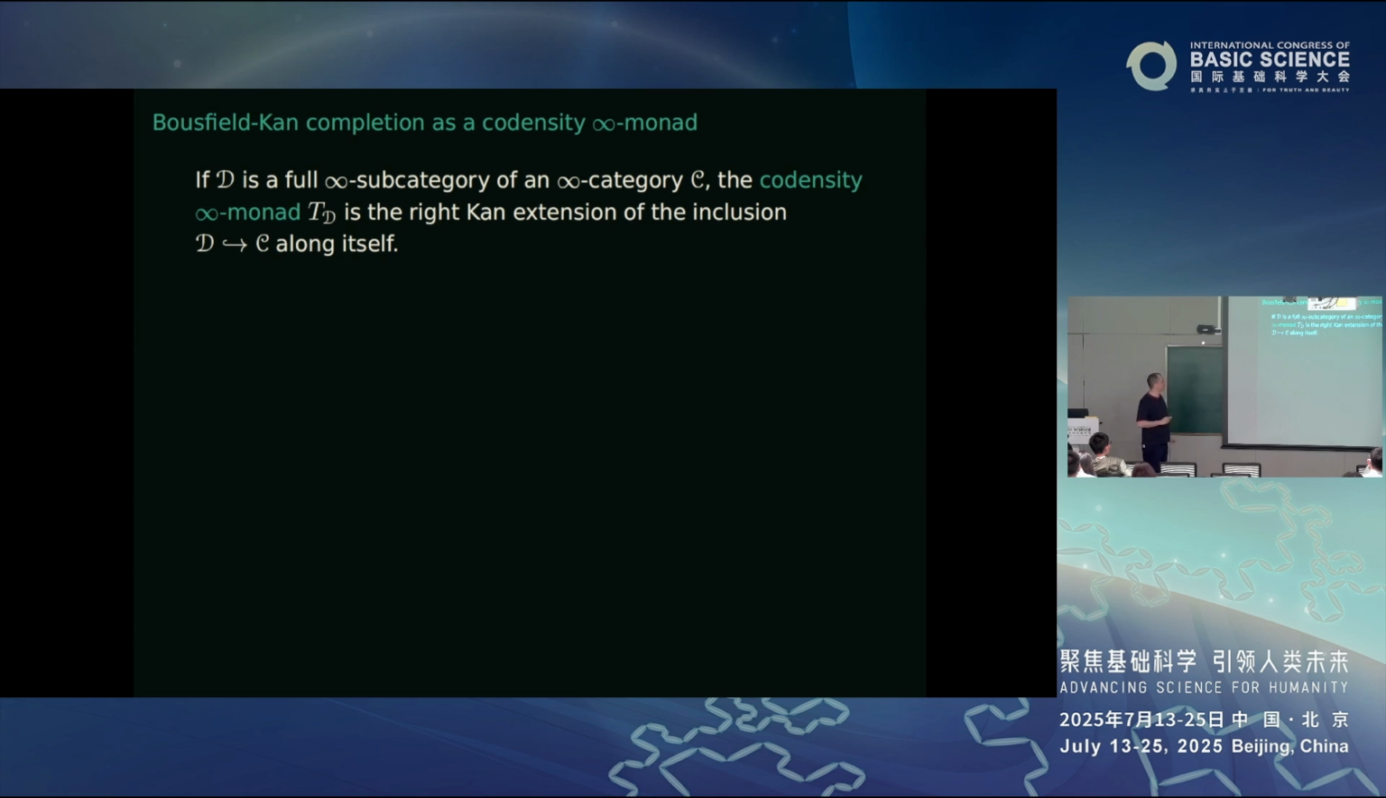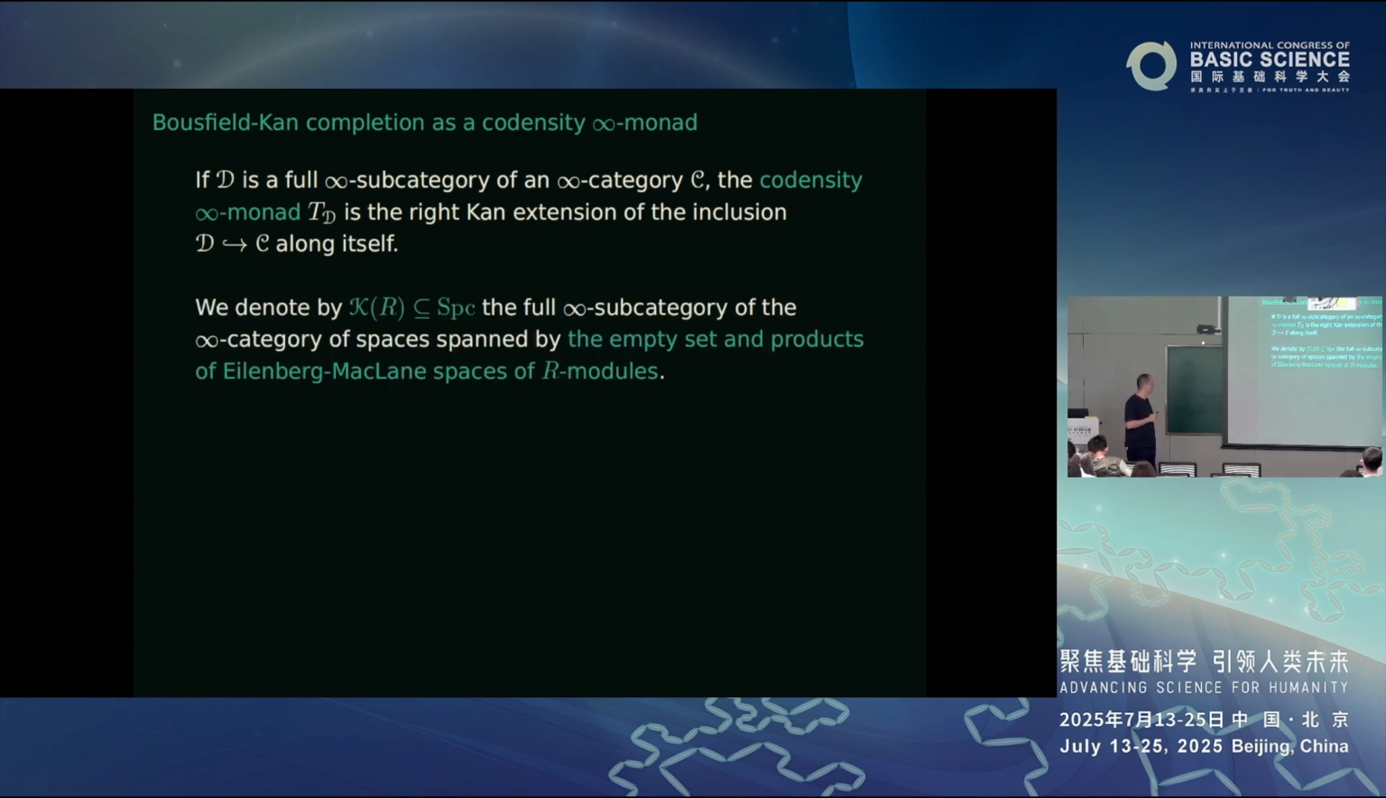For the moment, I will just say that if we have a full subcategory D of an infinity category C, then the associated codensity monad is just the right Kan extension of the inclusion along itself. Okay, so we have such an elementary definition. For the moment, I don't want to explain what infinity monad means. It is just a functor which has some universal property with respect to the inclusion of D to C.